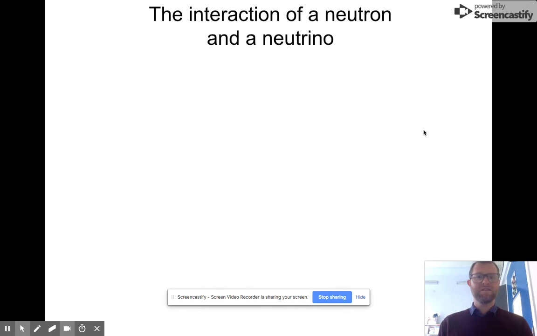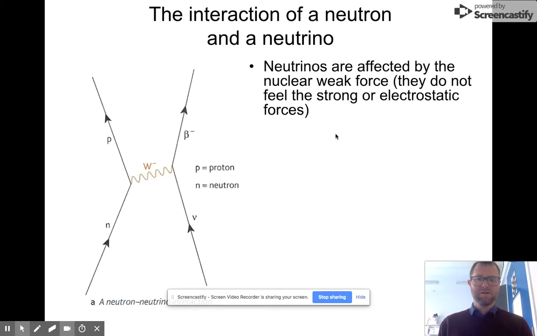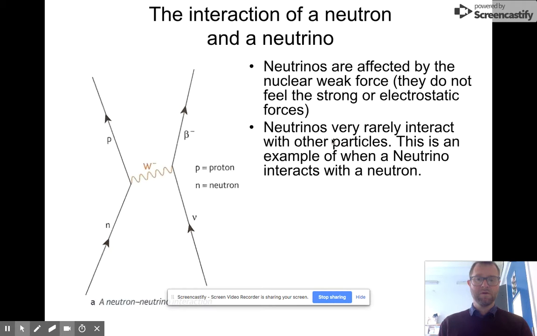So my next one here, this is the interaction of a neutron and a neutrino. Now here we see the neutron approaching and we see the neutrino approaching. Now with this, they're affected by the weak force, so they do not feel strong electrostatic forces. So therefore, we've got to show the weak force interaction taking place. Because they rarely interact, this is quite a rare occurrence, as in this is one which we only see occasionally.